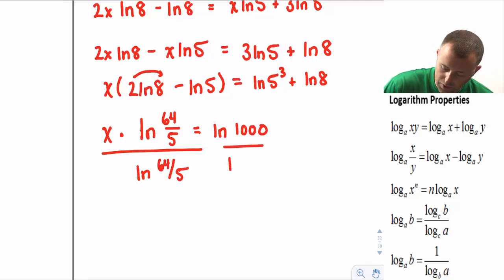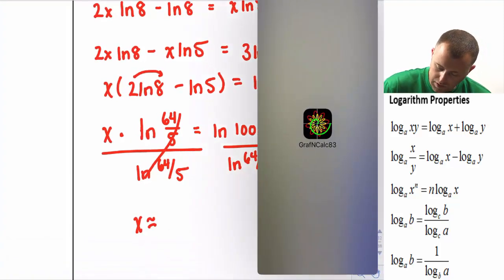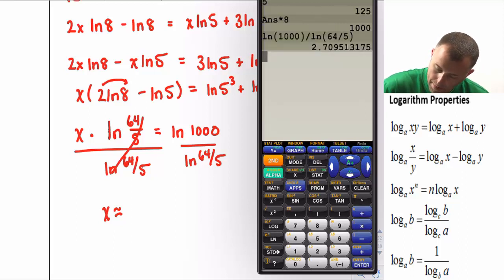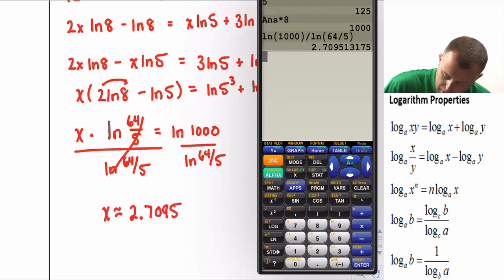I'm going to divide that on both sides, plug that into our calculator, and let's see what we get. So this again becomes the natural log of 1,000 divided by the natural log of 64/5. And we're going to get about 2.7095. And there we go.